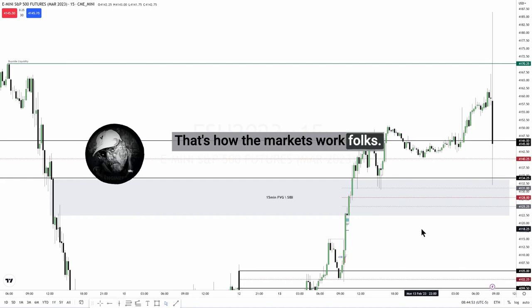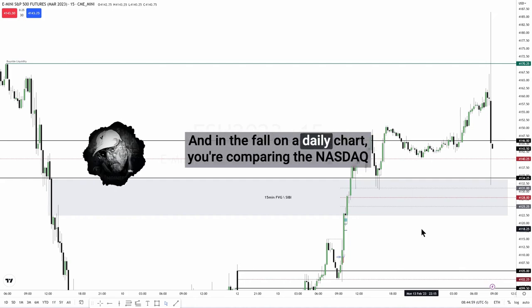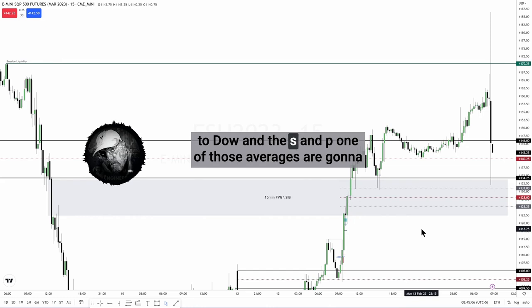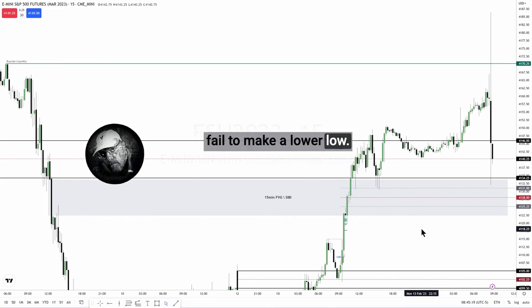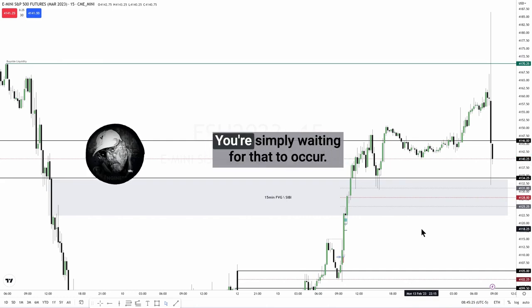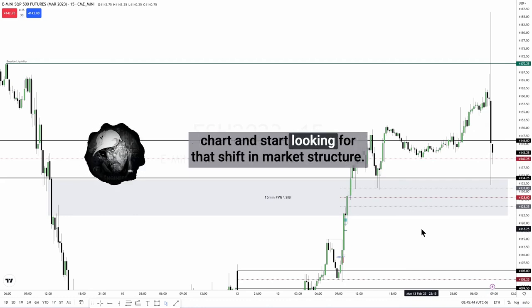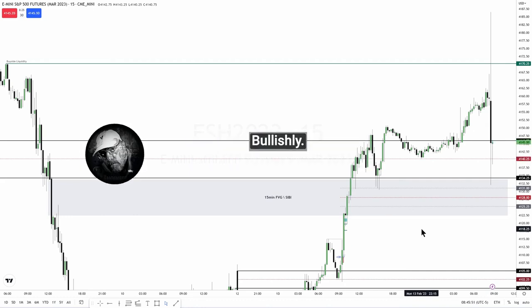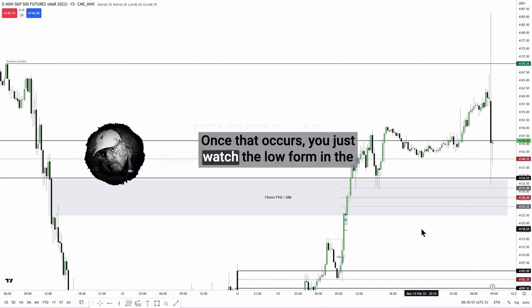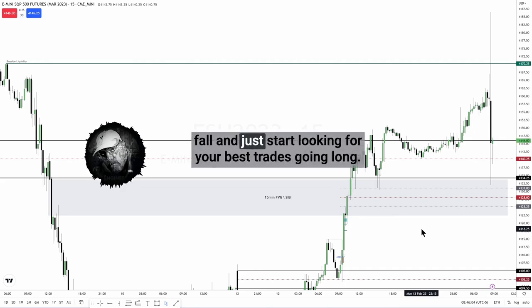That's how the markets work, folks. And in the fall, on a daily chart, you're comparing the NASDAQ, the Dow, and the S&P. One of those averages is going to fail to make a lower low. All you're doing is simply waiting for that to occur. And once it does, go into your 4-hour chart or 1-hour chart and start looking for that shift in market structure bullishly. Once that occurs, you just watch the low form in the fall.